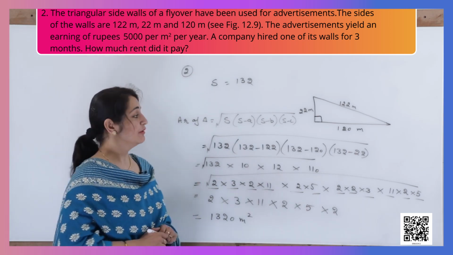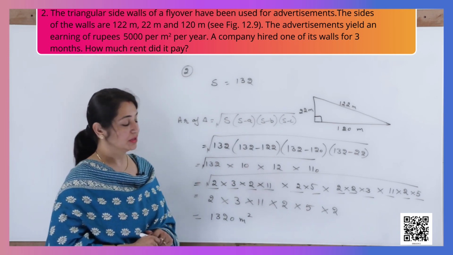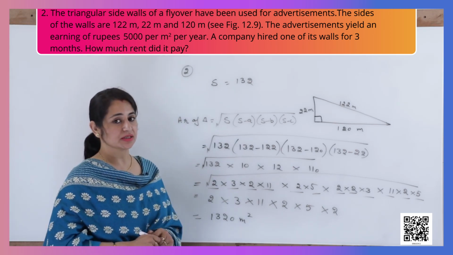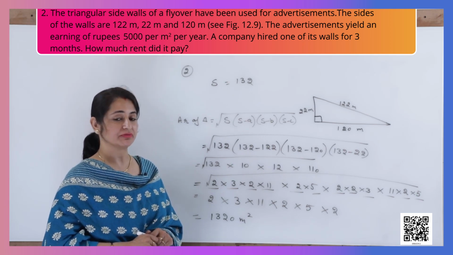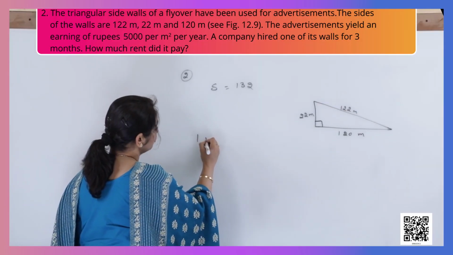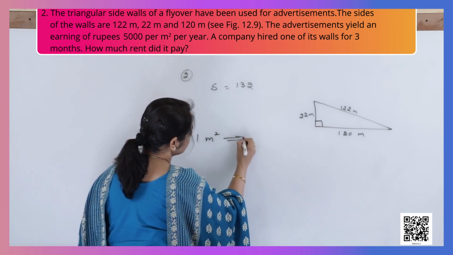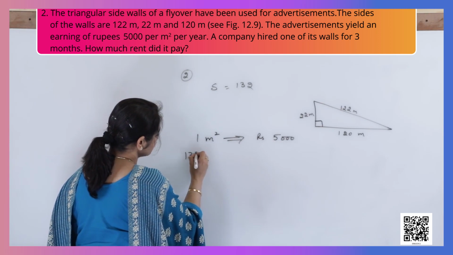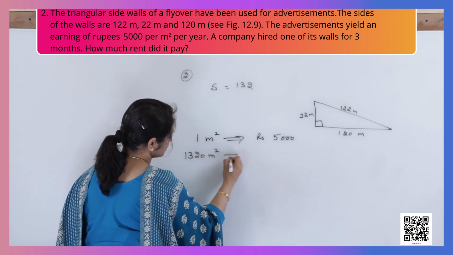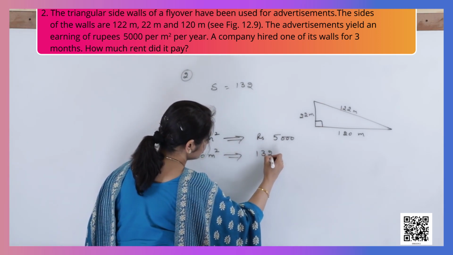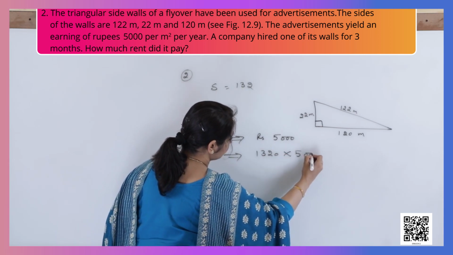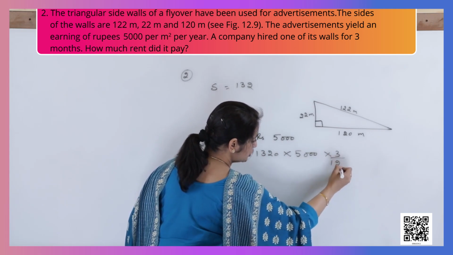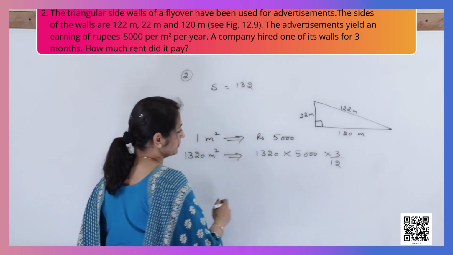Now it is yielding 5,000 rupees per meter square. So we need to multiply it by 5,000 and then for 3 months we will have to multiply this by 3 upon 12. Let's do it. 1 meter square gives a yield of rupees 5,000. So 1,320 meter squares will yield 1,320 multiplied by 5,000 multiplied by 3 upon 12, because we need to find the answer for 3 months only.